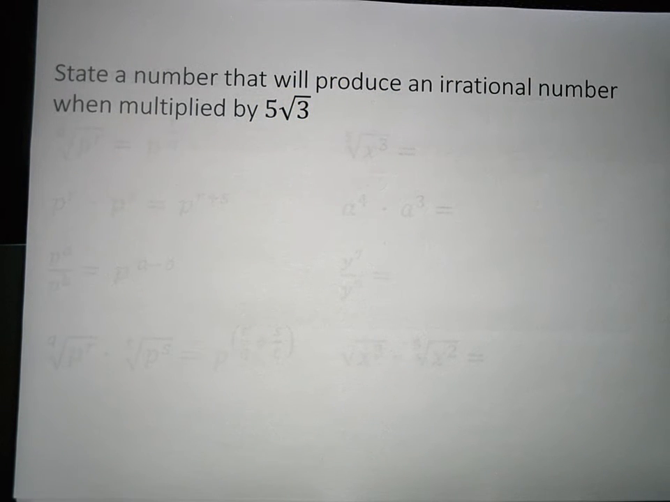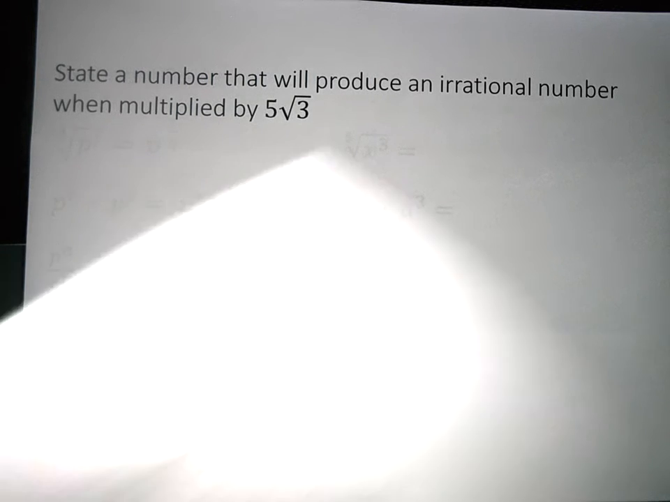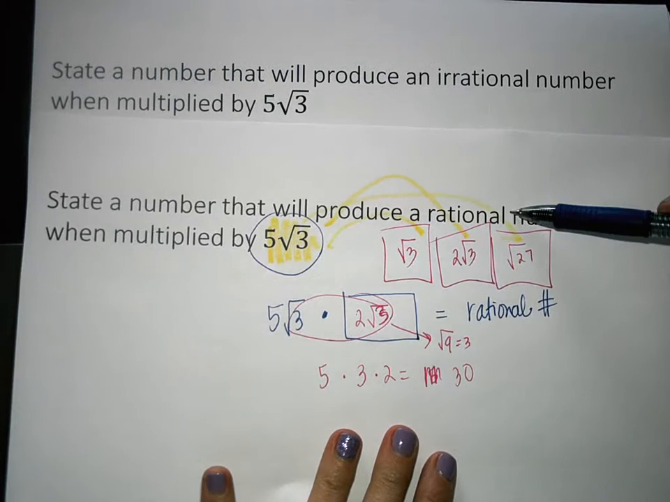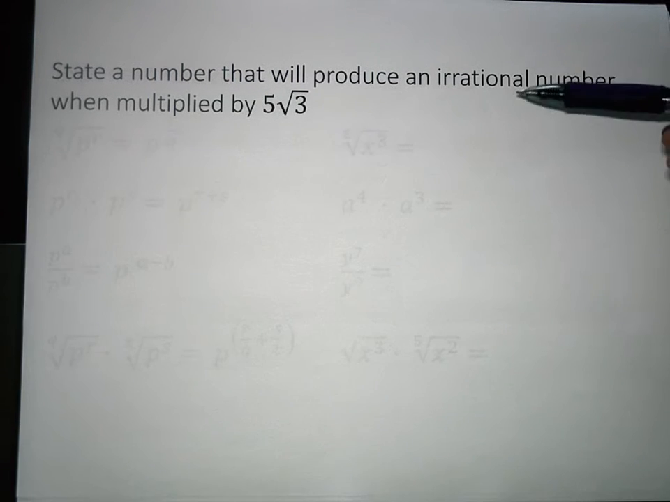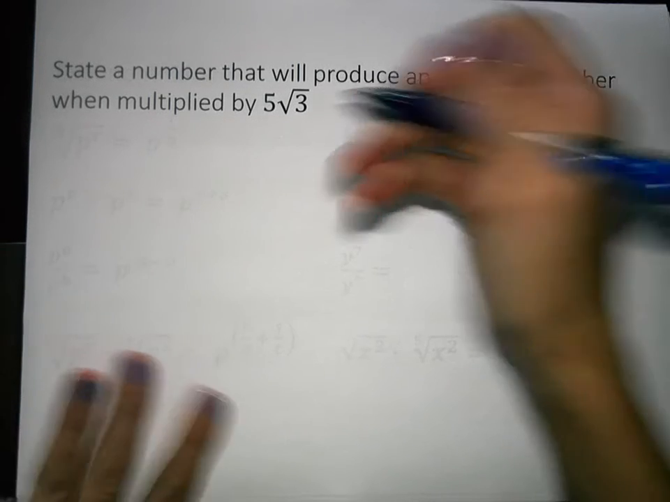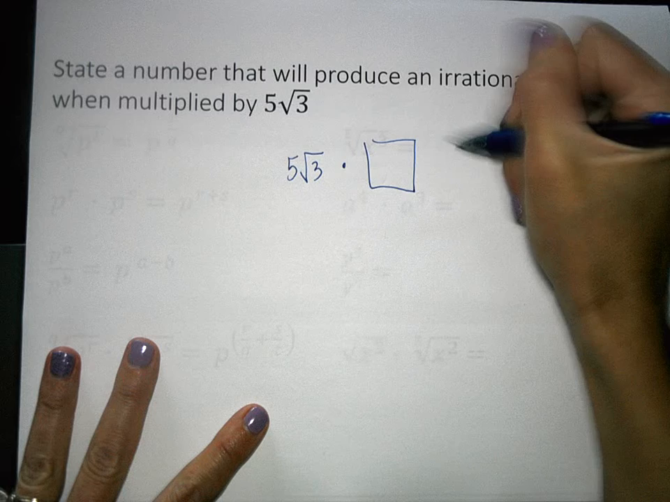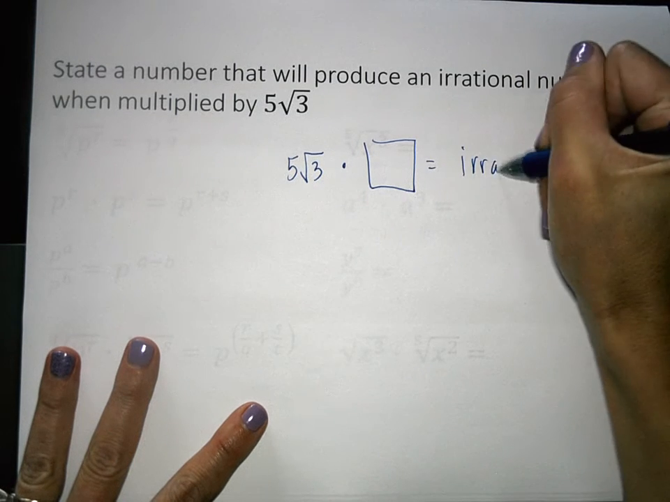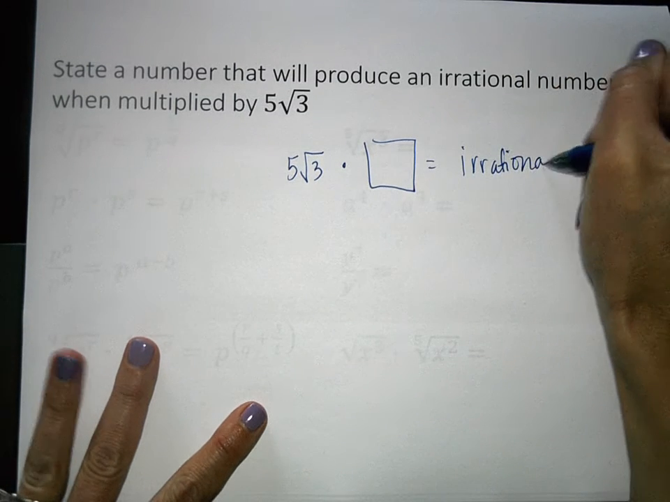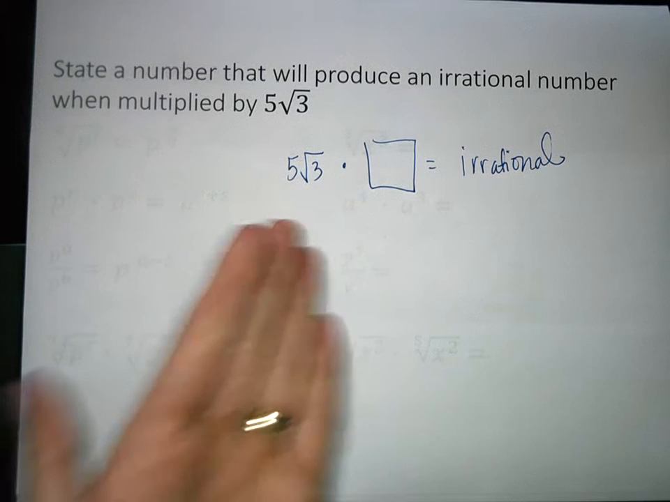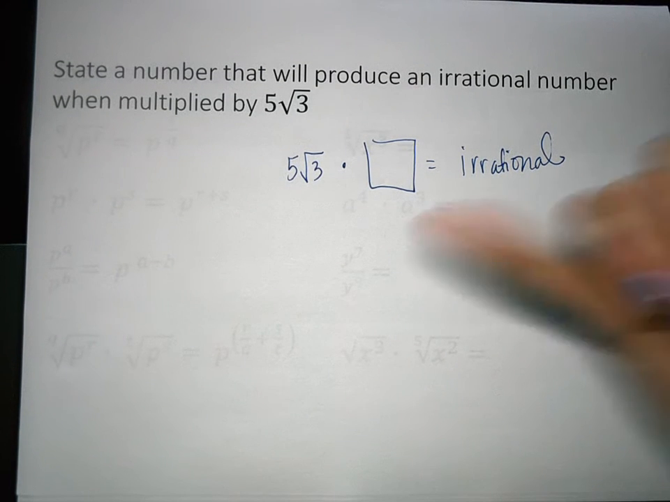This next one says, state a number that will produce an irrational number when multiplied by 5/3. So on the previous one, we wanted to make a rational number, and now I want to make an irrational number. Again, there are a lot of different answers, but we're taking 5/3 times something, and we want it to be irrational. In order for something to be irrational, we need to end up with a root in our answer. And so basically, any number would work.